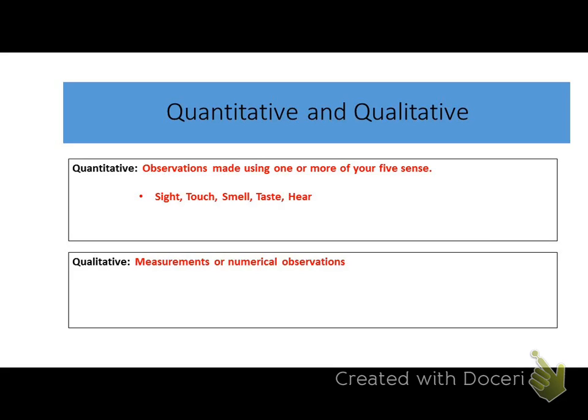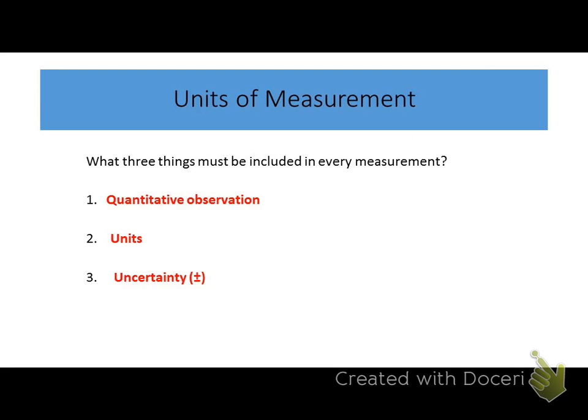Alright, so let's talk a little bit more about measurements themselves. There are 3 things that must be included in every measurement. Of course, your quantitative observation, which is your numerical value. You need to record units with that numerical value. The unit lets us understand what type of measurement we're making. And then you need to record what is known as the uncertainty, which is recorded as a plus or minus value.